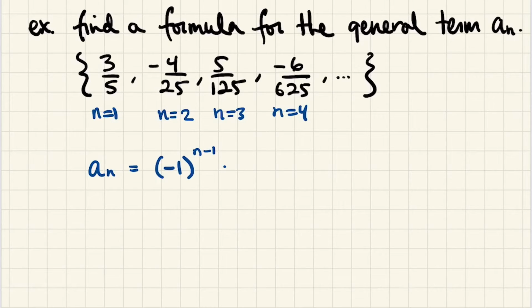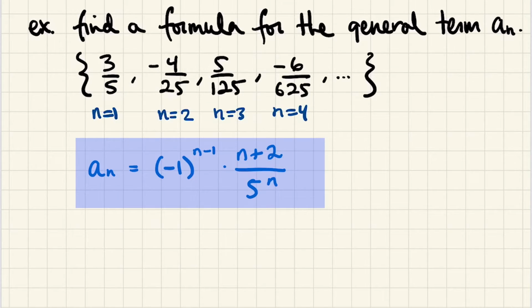Okay, so we've handled the negatives, so we don't even need to worry about it anymore. Working out the rest of this general term, we can see, obviously, there's a fraction, so we have a numerator and a denominator to work out. The numerator is 3, 4, 5, 6. In fact, the numerator is always just 2 more than the actual index. So we can just write n plus 2 here. The denominator is 5 raised to the n. And there it is. We're actually done.